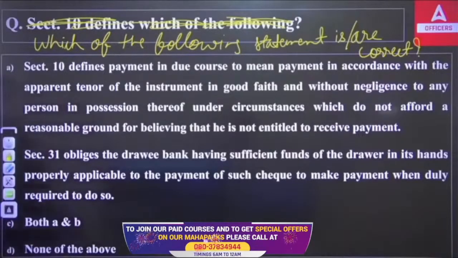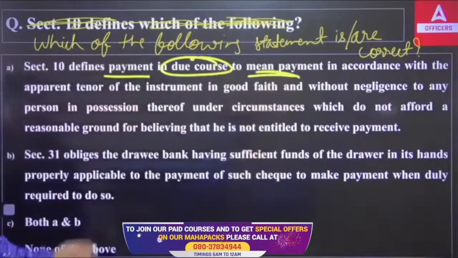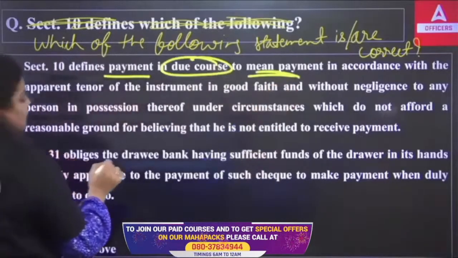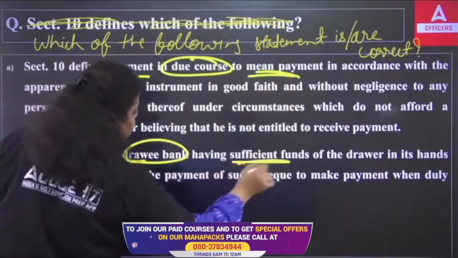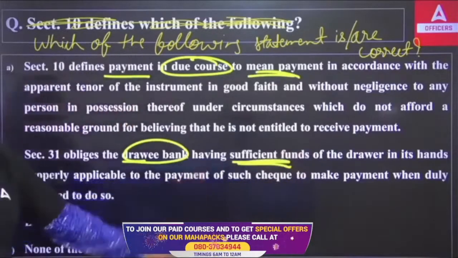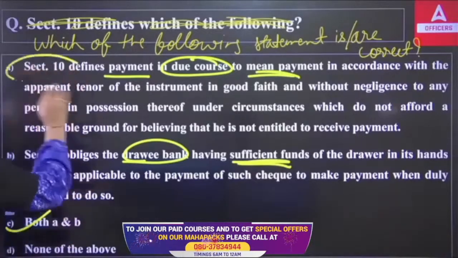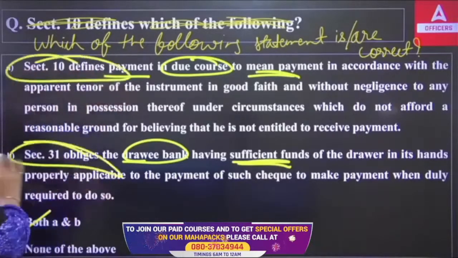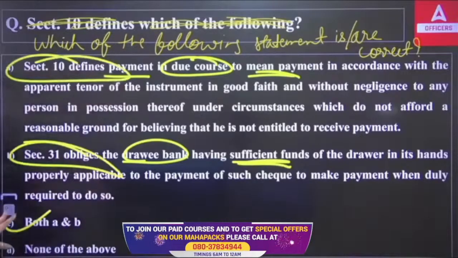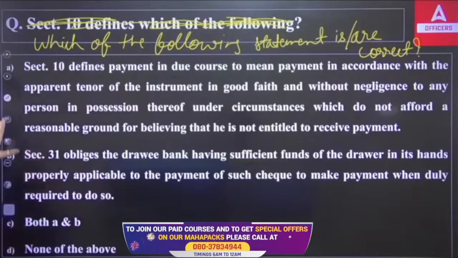The first defines payment in due course. Section 31 obliges the drawee bank, having sufficient funds of the drawer in its hands properly applicable to the payment of such checks, to make payment when duly required to do so. So the right answer is both. Section 10 defines payment in due course, and section 31 obliges the drawee bank, having sufficient funds in the account of the drawer, to make payment.